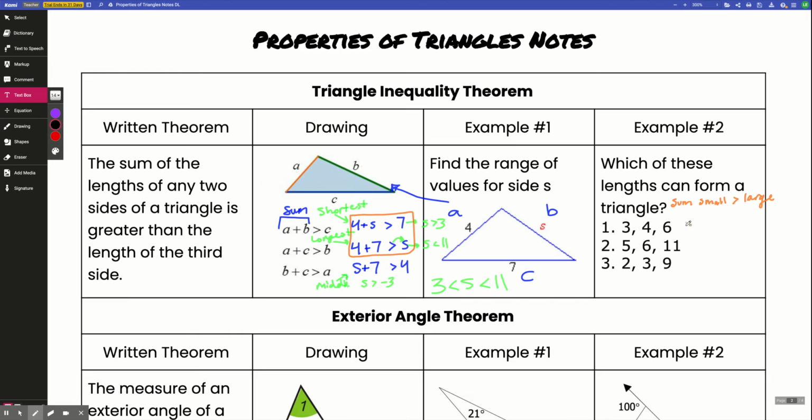Okay, so here I have 3 plus 4 is greater than 6, which is true. 7 is greater than 6. So this one works. Check.